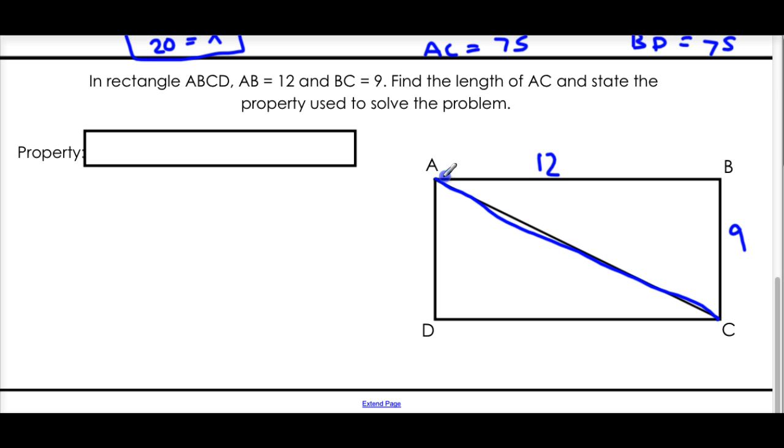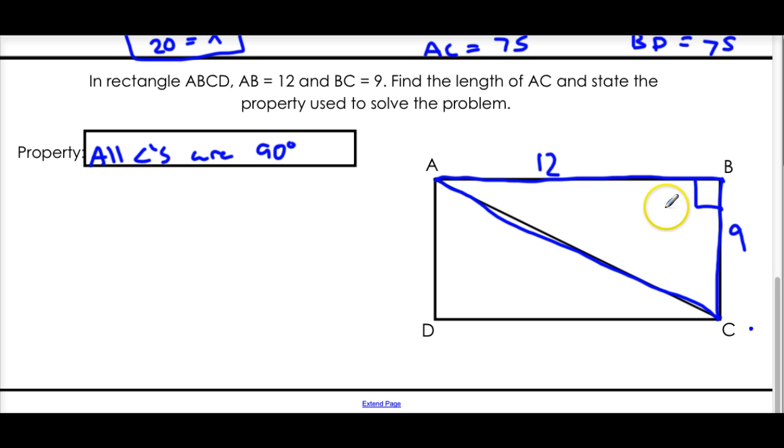Now if you look, if we take AB, and we take BC, and we take AC, it looks like we have a triangle right here. Furthermore, we know that this is a right triangle because all the angles in a rectangle are 90 degrees. Now this is getting interesting, right? Because if I have a right triangle and I know two of the sides, didn't we learn how to find the third missing side? We sure did. We used the Pythagorean theorem. So the property that helped us solve this problem was knowing that all angles are 90 degrees, right?